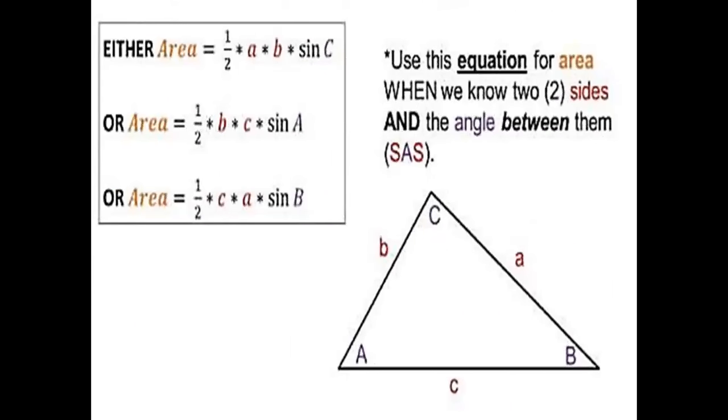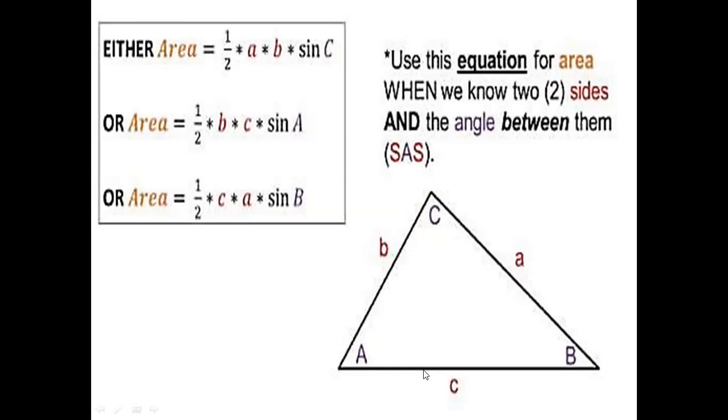Then to solve our second math, we need to know: if in any triangle two sides are given, and one angle between them is given, then the area will be this or this. How? Suppose B and A, these two sides are given, and the angle between them, C, is also given. Then our area will be half into A into B into sine C.